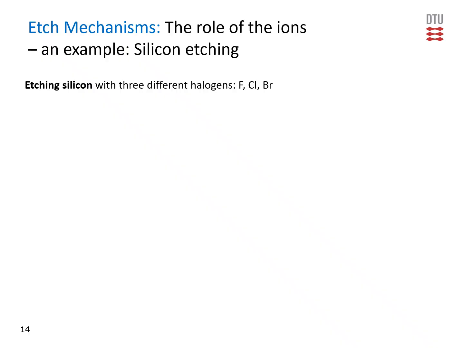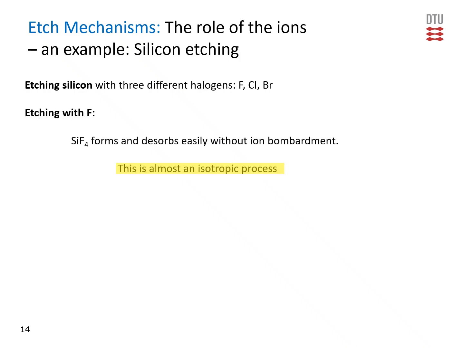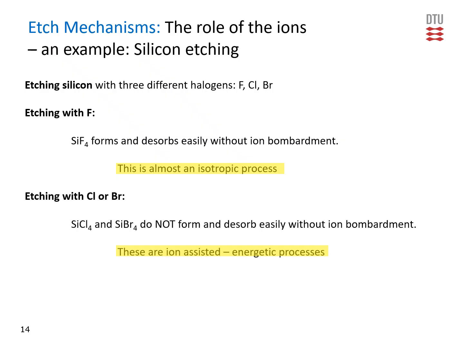Let's take a closer look at the role of the ions when etching silicon. Silicon forms volatile compounds with fluorine, chlorine, and bromine. With fluorine, silicon tetrafluoride is formed easily without ion bombardment, so it chemically etches very easily. It's actually an exothermic process. Even without ion bombardment, fluorine radicals easily react with silicon, forming silicon tetrafluoride, and therefore it is an almost isotropic process. With chlorine and bromine it's different.